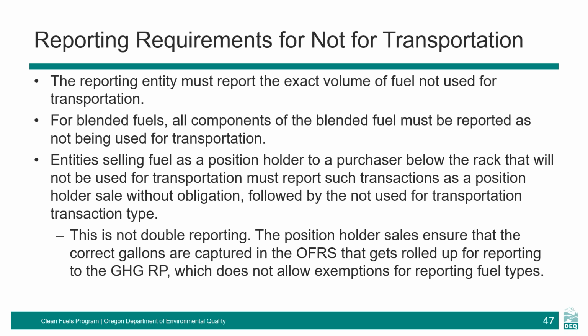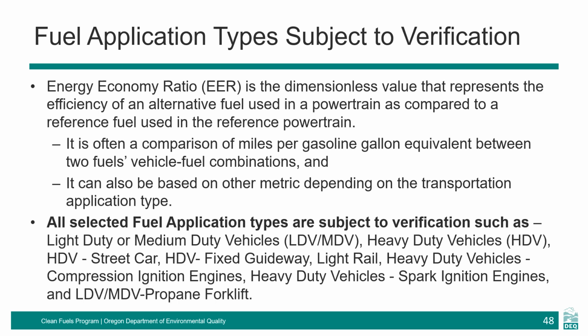When entities sell fuel as a position holder to a purchaser below the rack that is going to be using it not for transportation, then they must report the transaction with both the position holder sale without obligation transaction type and then the not used for transportation transaction type. This isn't double reporting. Again, as with the exempt fuels, reporting it this way ensures that the correct gallons are captured in OFRS for both the Greenhouse Gas Reporting Program and for the Clean Fuels Program.